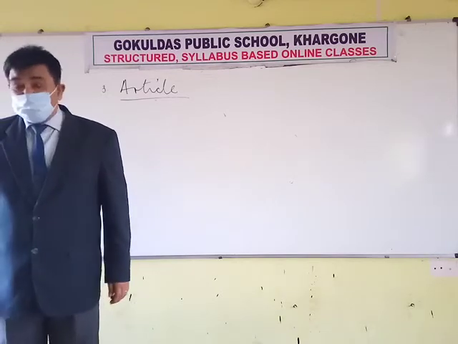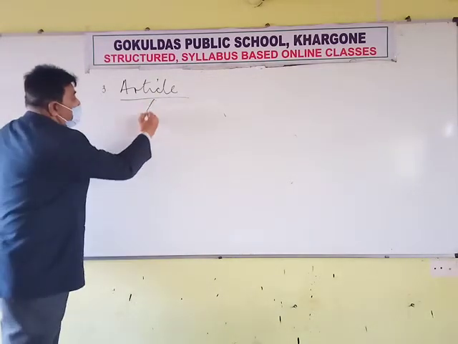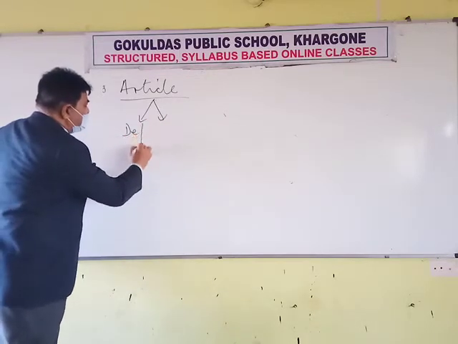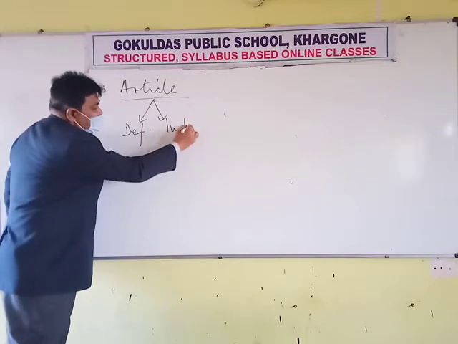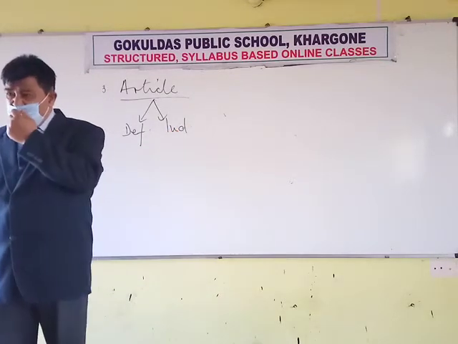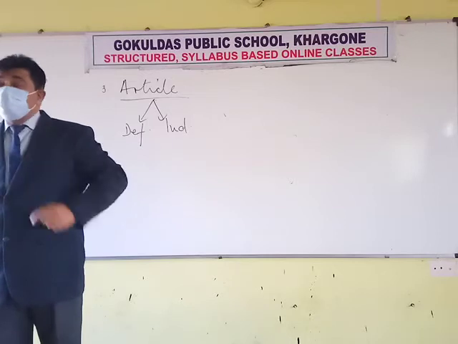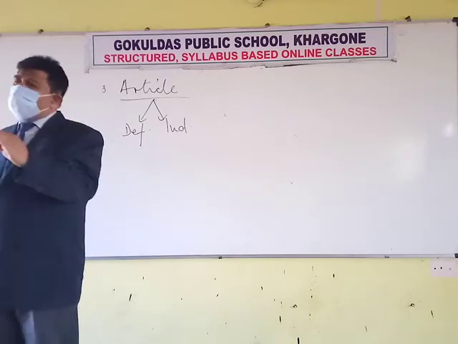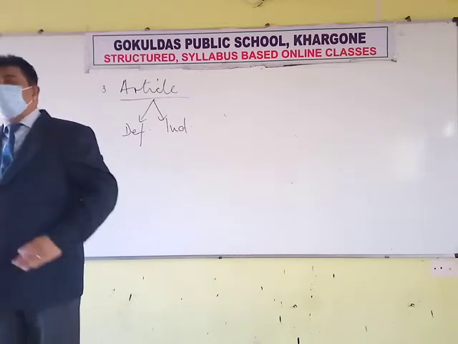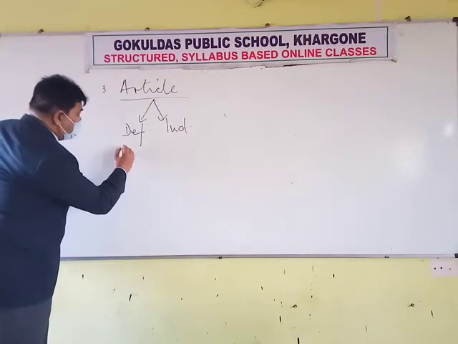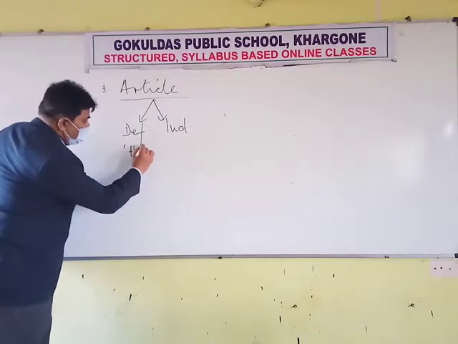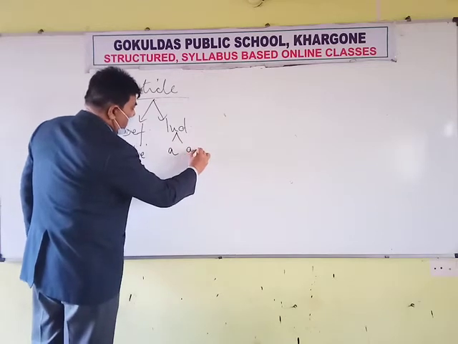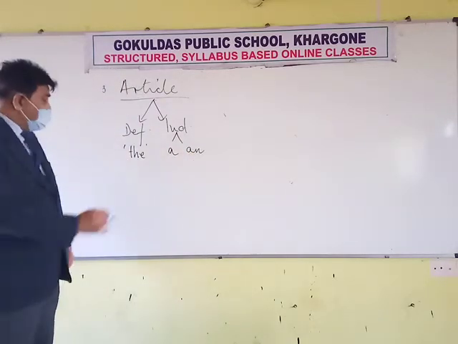Now, in English, we have 2 groups of articles. One is the definite article and the other is the indefinite article. Now we know this, but yet we make mistakes. So today I tell you exactly where you have to use the definite one and where you have to use the indefinite one. Definite article is only one, which is the. Indefinite articles, there are 2, a and an. Let's discuss this.